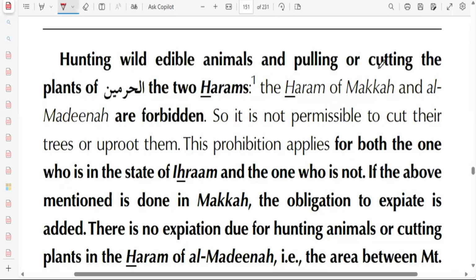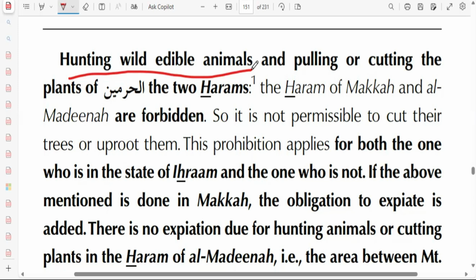Hunting wild edible animals and pulling or cutting the plants of the 2 harams, yani the 2 sacred territories, the haram of Mecca and the haram of Medina, are forbidden. So you already know about hunting wild edible land animals. That's haram in the haram, even if you're not a pilgrim.